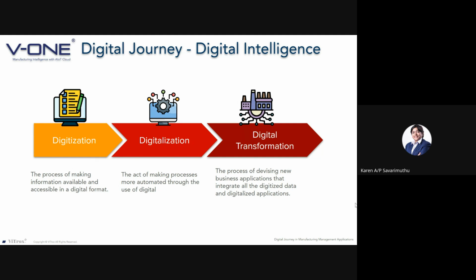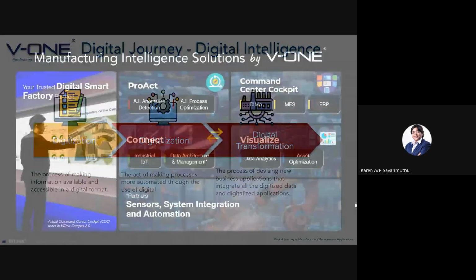Okay, the first thing is, how do you actually understand what are the areas that you can digitize? And of course, moving forward, you have the digitalization, how you can do a lot of stuff that doesn't require manual processes, and how do you transform that into a digital transformation? Okay, but this is a simple understanding of how the journey can be, before you can start your digitalization.